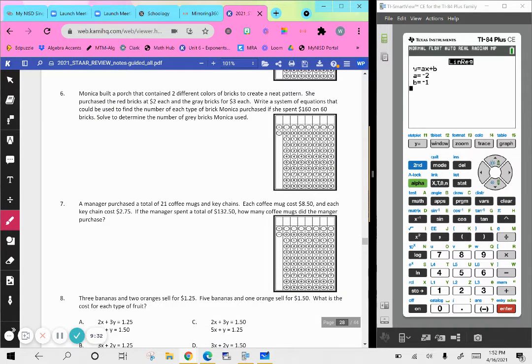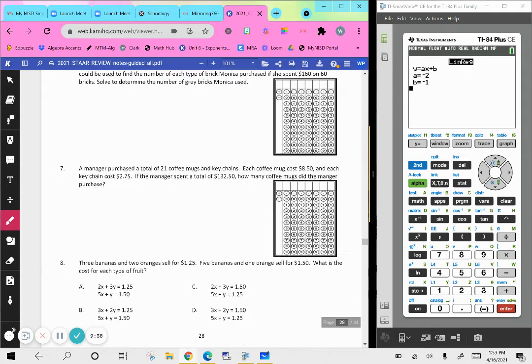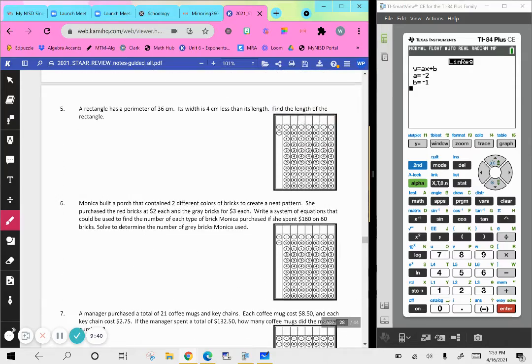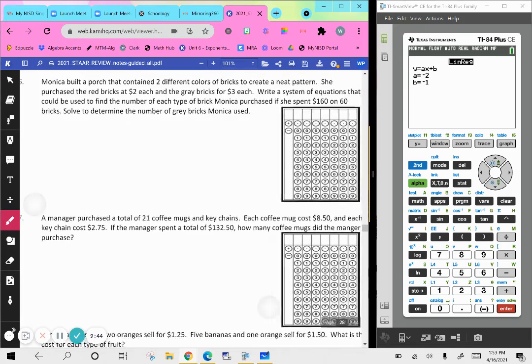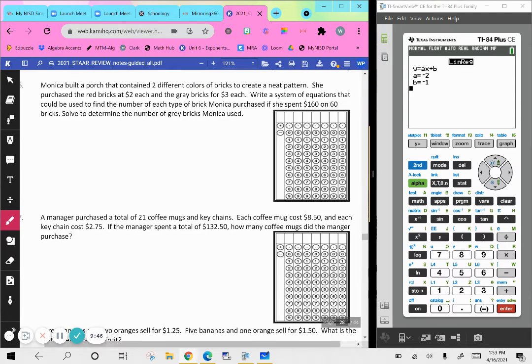Okay, number 6 says Monica built a porch that contained 2 different colored blocks, 2 different colors of bricks. This is on page 28, by the way. To create a neat pattern. She purchased the red bricks at $2 each and gray bricks for $3 each. Write a system of equations that could be used to find the number of each type of brick Monica purchased if she spent $160 on 60 bricks.